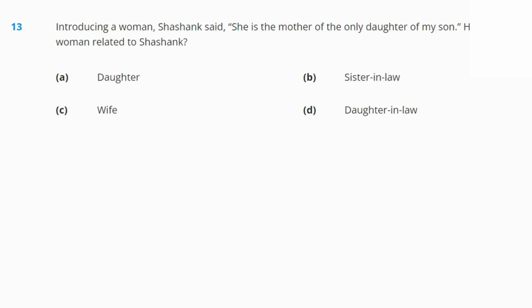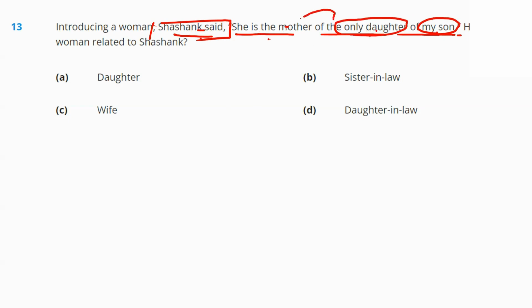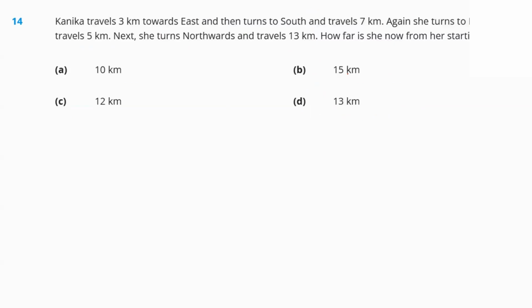Next, introducing a woman. Shashank said, she is the mother of the only daughter of my son. Who is the speaker here? Shashank. Shashank's son's only daughter. That means Shashank's granddaughter. Granddaughter's mother is none other than daughter-in-law. So the woman is none other than daughter-in-law to Shashank. Option D.